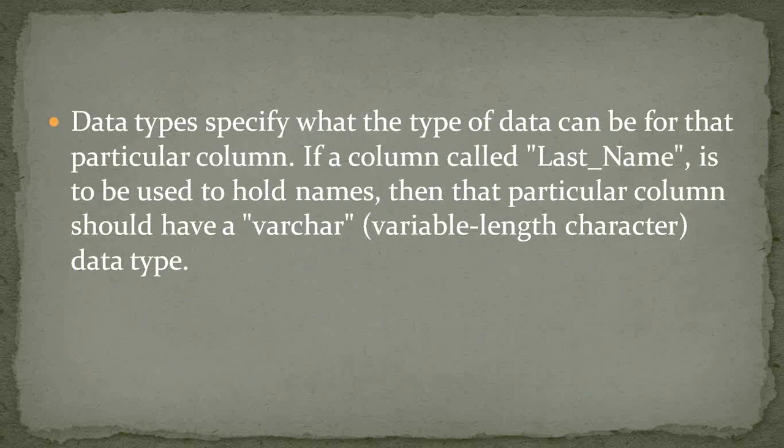Data type specifies what type of data can be stored for that particular column. If a column called last_name is to be used for holding names, then the particular column should be varchar, that is, variable length character data type. Name is characters, so varchar. If it is age, like that, integer.